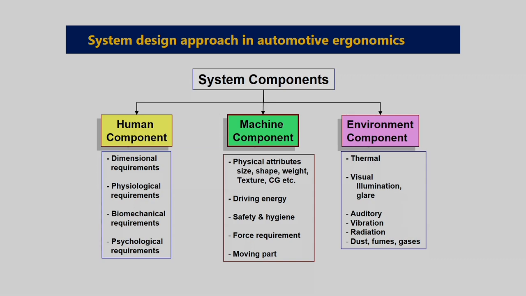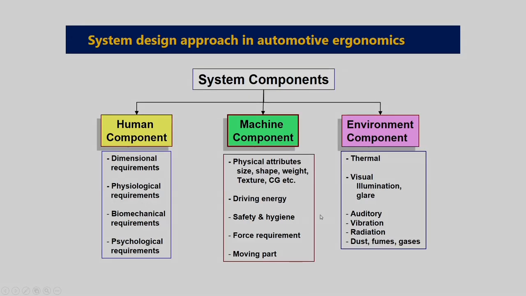Under machine components, various mechanical and physical properties of the machine components are discussed: physical attributes like size, shape, weight, texture, center of gravity location, etc. Then the driving energy, safety and hygiene issues, force requirement, moving parts and safety from the moving parts are dealt with in the machine component. The third one is the environment component, where the equipment or the machine is being used. There we discuss various physical environmental variables like temperature, humidity, illumination, vibration, and noise.